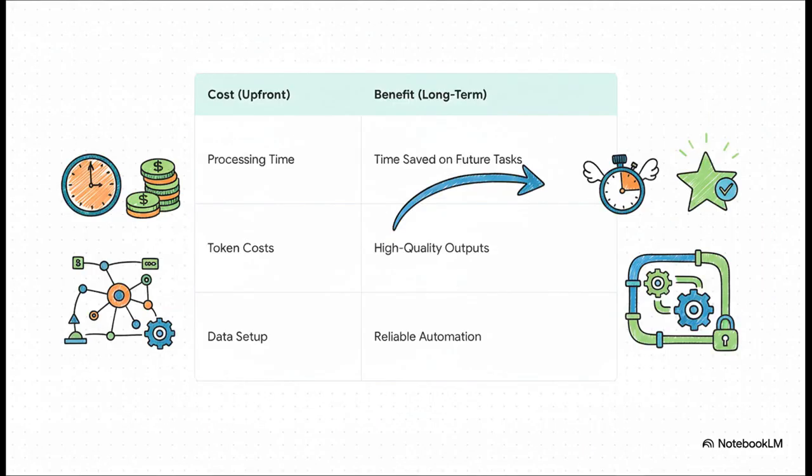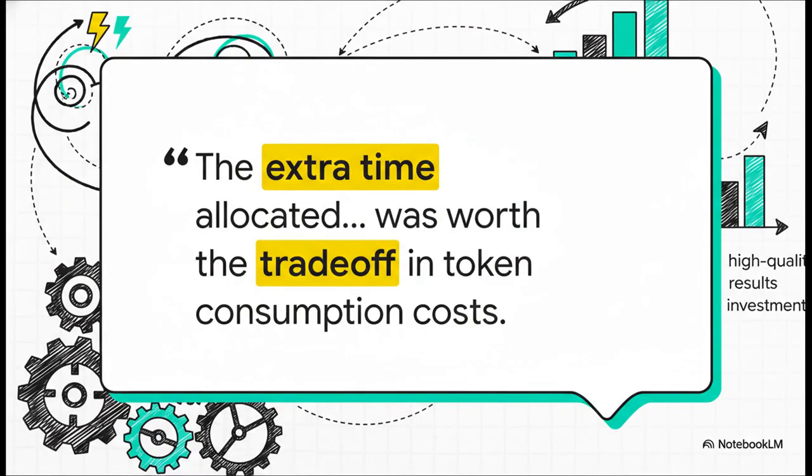So the trade-off becomes really clear, doesn't it? You've got this upfront investment, the time to set up your data, the processing time, and the token costs. But on the other side, the payoff is just massive and long-term. We're talking about saving hours on every single task from now on, getting guaranteed quality, and building an automation system you can actually trust. And what did the Firebase team think? For them, it was a no-brainer. The value of having a dependable, automated system that pumped out top-notch content was way, way more valuable than that one-time cost. In their own words, it was absolutely worth the trade-off.